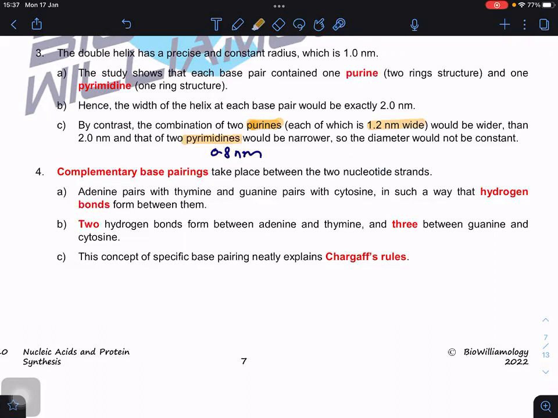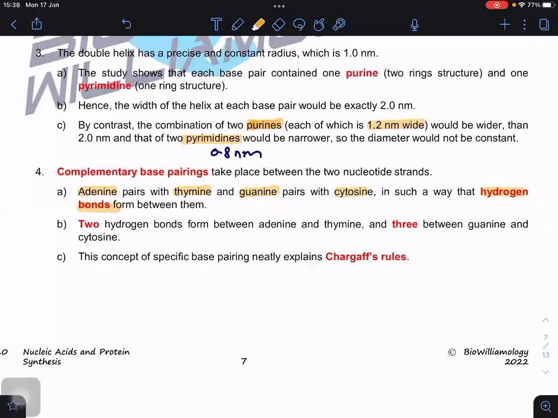So complementary base pairing takes place between 2 nucleotide strands. Adenine always pairs with thymine, A and T, and G and C. Are you clear? Adenine with thymine, A and T, G and C, and they have hydrogen bonds formed between them. So it's hydrogen bonds that link two polynucleotides together to form DNA. So A and T, G and C. How did they find this out? A always with T, C always with G was actually found out by Chargaff. So that's why we have the Chargaff's rules here.